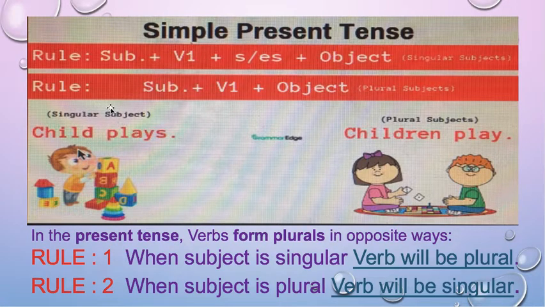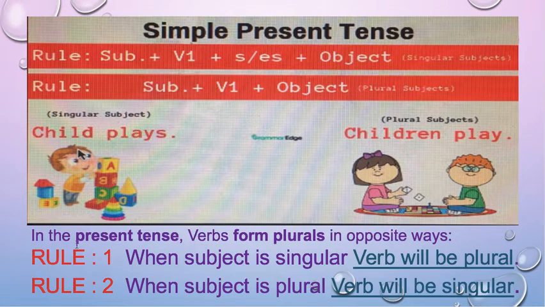Okay, second rule: subject plus verb plus object. In a sentence in which the subject is in plural form, the verb will be in singular form. It will be opposite, subject and verb. So when the subject is singular, the verb will be plural. When the subject is plural, the verb will be singular.